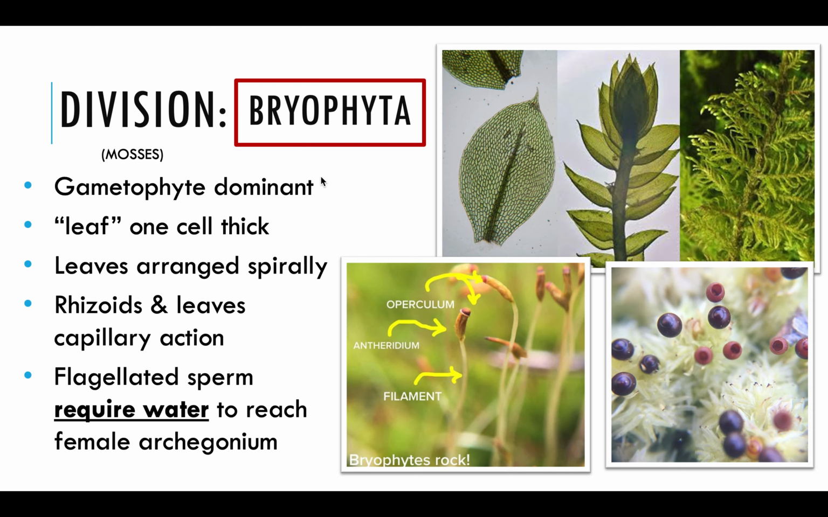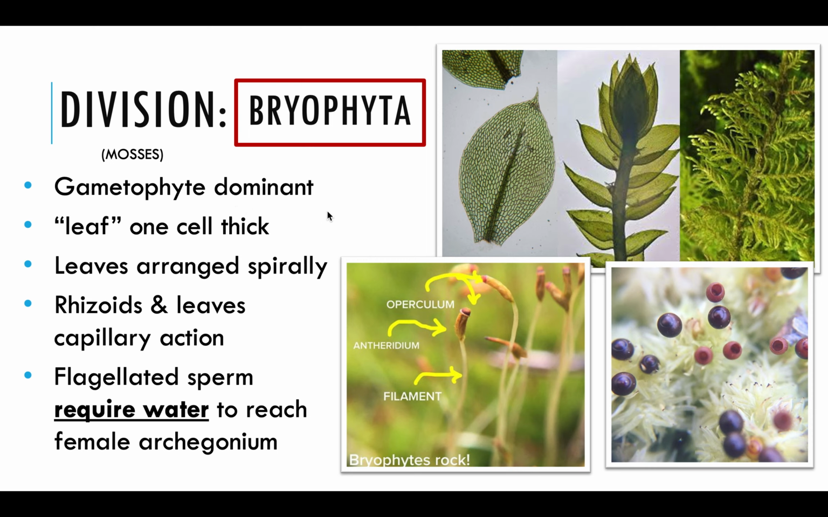So our Bryophyta, just like the overarching group name bryophytes, gets kind of confusing. Bryophytes can be from the division Bryophyta as well as Marchantiophyta. So liverworts and mosses are bryophytes, but this division Bryophyta is separate from Marchantiophyta. These are the little fuzzy carpet mosses that you're used to seeing. Similar to the Marchantiophyta, these are also gametophyte dominant.